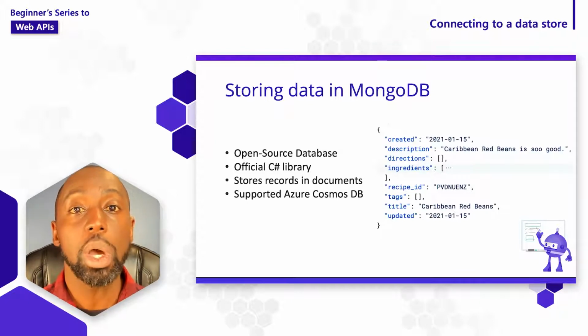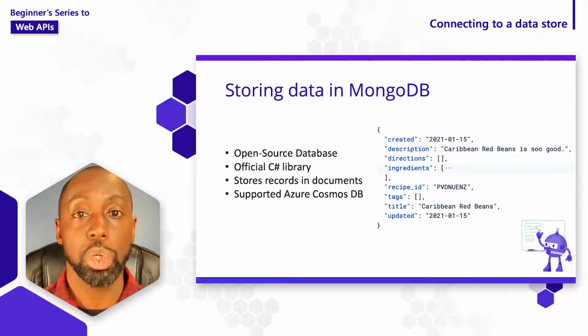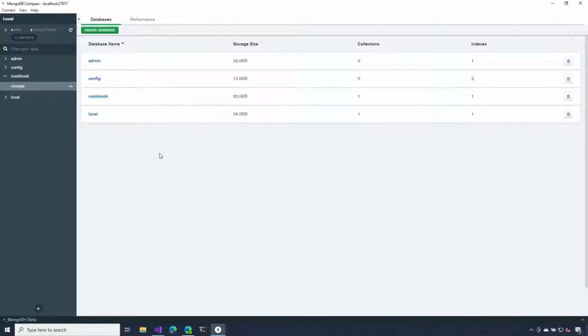Now, if you want to know a little bit more about Mongo, I definitely recommend you check out some of our documentation. But for now, let's head over to Visual Studio and see how we can connect Mongo to our web API. Before we head over to Visual Studio, I want to show you the instance of MongoDB that I have running on my machine.